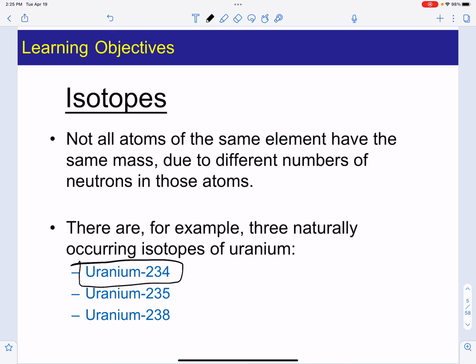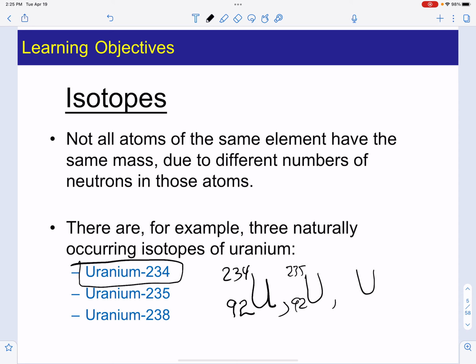So for example, uranium-234 means uranium with mass number 234, and when we look at the periodic table, we know that uranium is atomic number 92. So uranium-235 would be 92, 235, one more neutron, and uranium-238 would be 3 more neutrons than the previous one. So there are 2 ways to write an isotope.